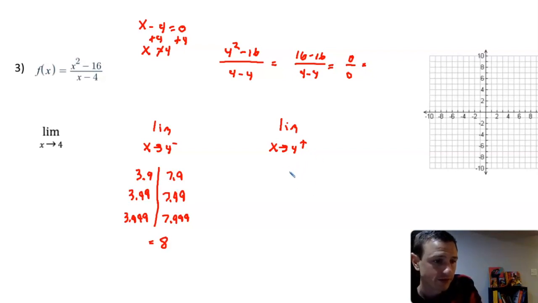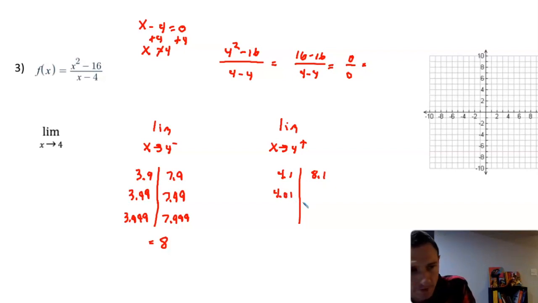As we approach 4 from the right, we can do 4.1 and plug it in. So 4.1 squared minus 16 divided by 4.1 minus 4. That's 8.1. And then we would do 4.01 squared minus 16 divided by 4.01 minus 4, which gives 8.01. And then we get a little closer, and we get 8.001. So you can start to see it's approaching 8.